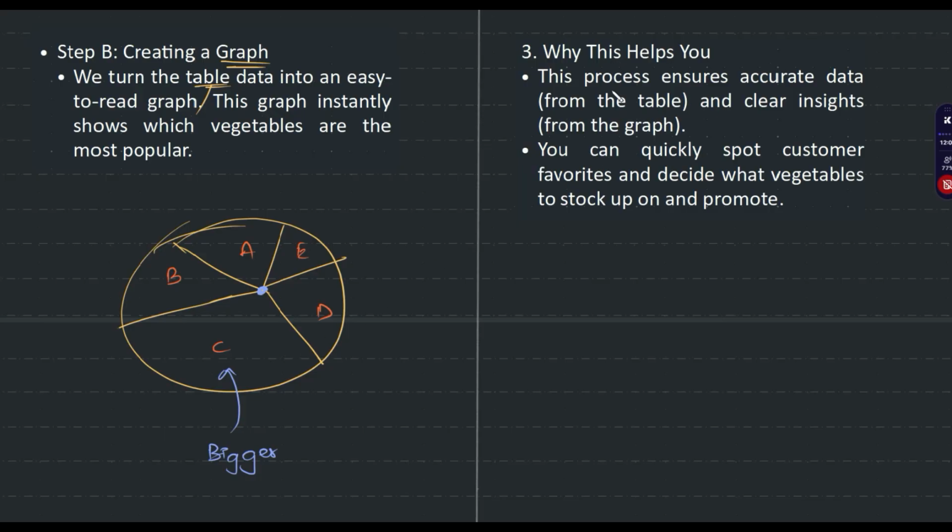Now, why does this help? This process ensures accurate data and a clear insight. You can quickly spot customers' favorites and decide what vegetables to stock up on and promote. So basically, again, this talks about informed decision.